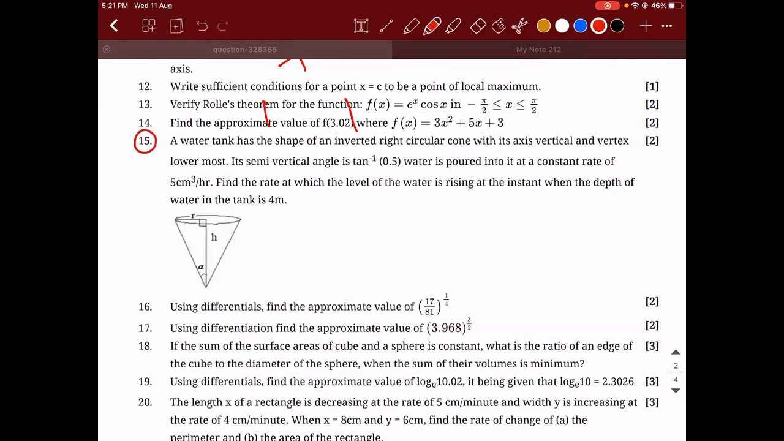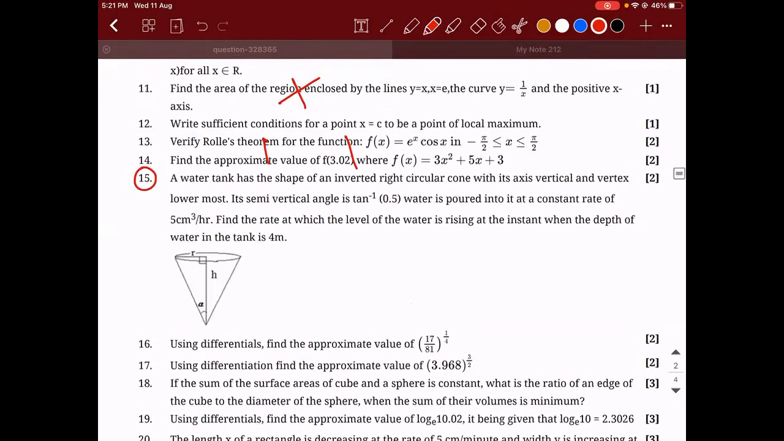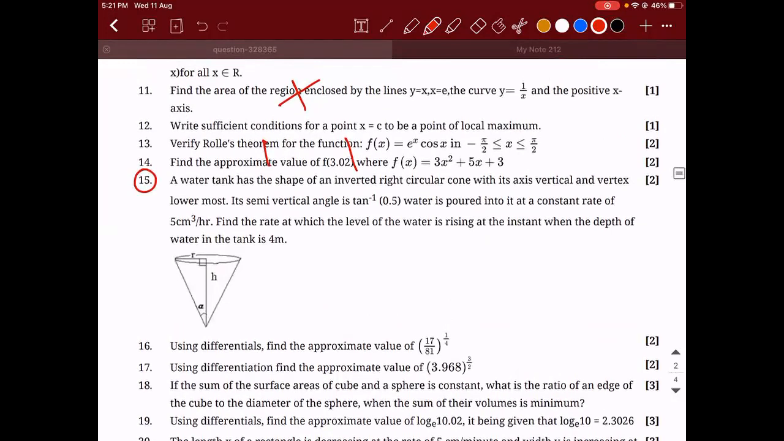Sir, I have a doubt in the 12th question. What should we write as the answer? Like, how should we write? Write sufficient conditions for c to be a point of local maxima. F dash of c should be equal to 0. F double dash of c should be less than 0. That's it. Those are the conditions. That's what the second derivative test says, no? Yes, sir.